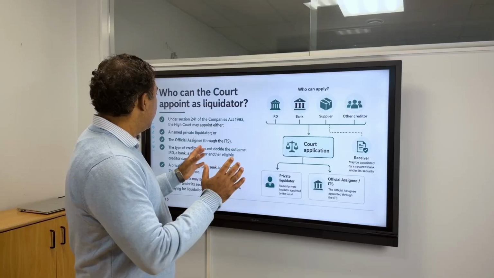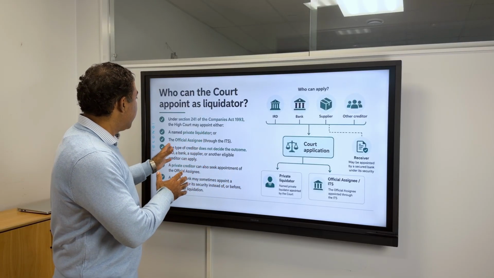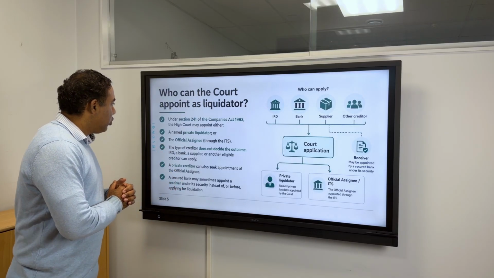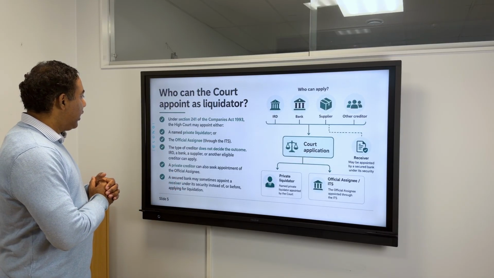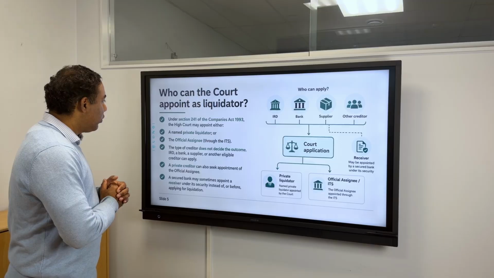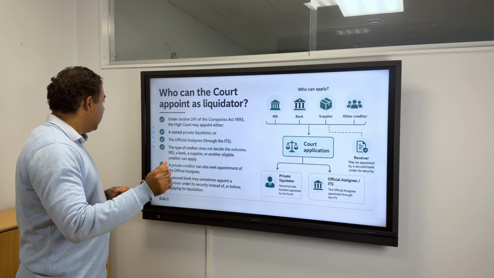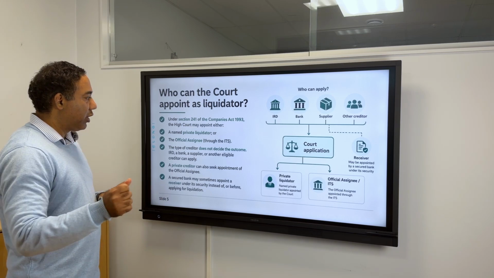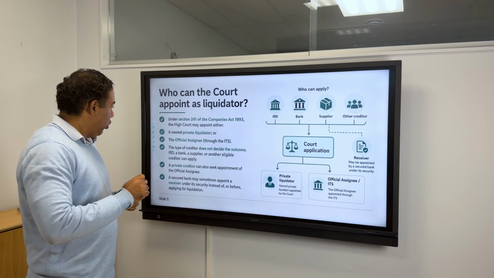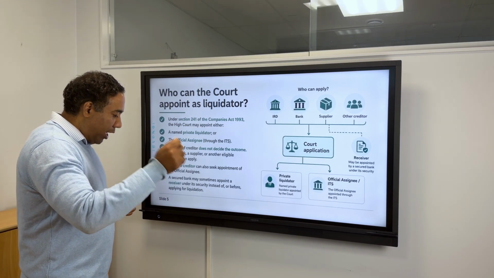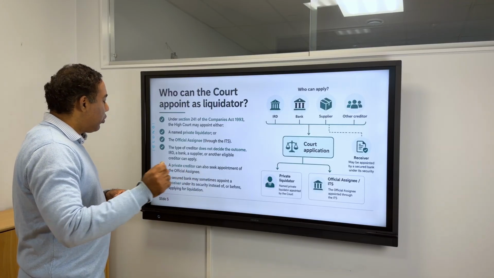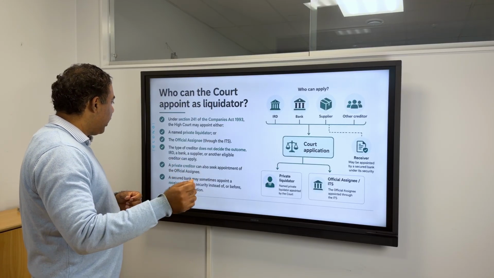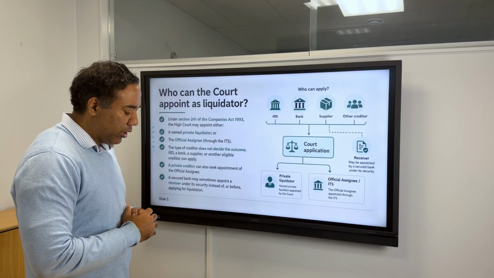So this is what's happening behind closed doors. Under Section 241 of the Companies Act 1993, the High Court will appoint either a named private liquidator or the official assignee. So the type of creditor does not decide the outcome, whether it's IRD, a bank, or anyone else who's doing this liquidation.